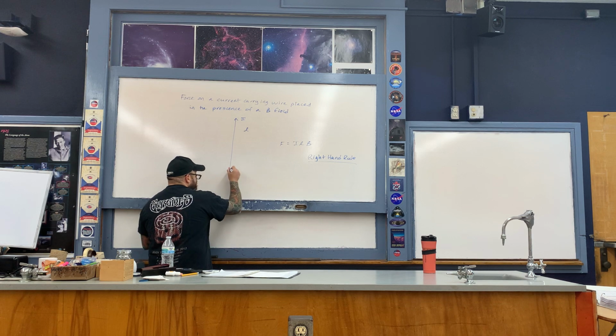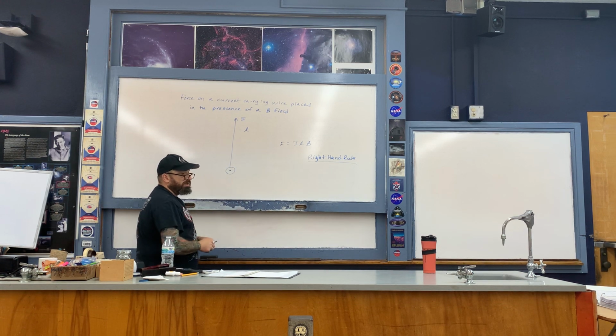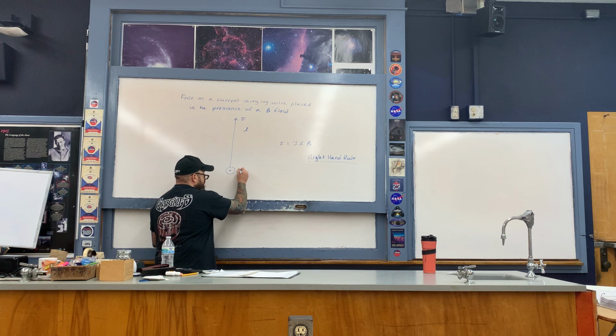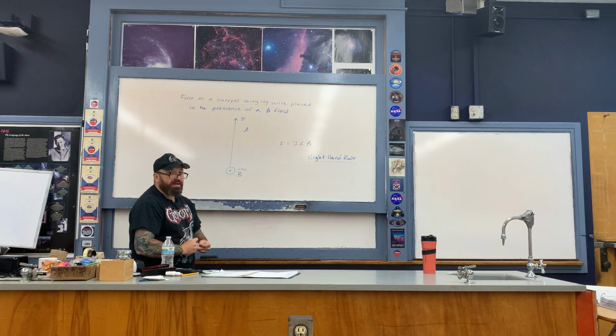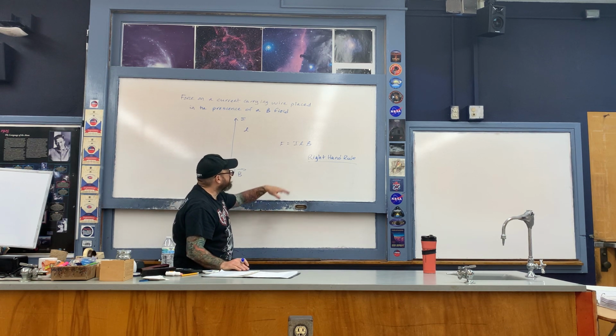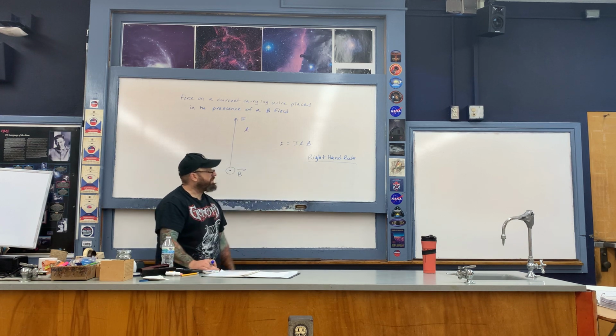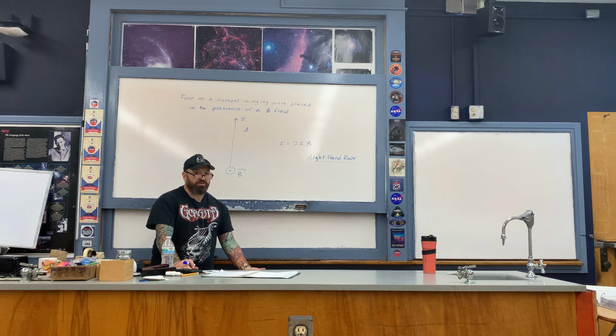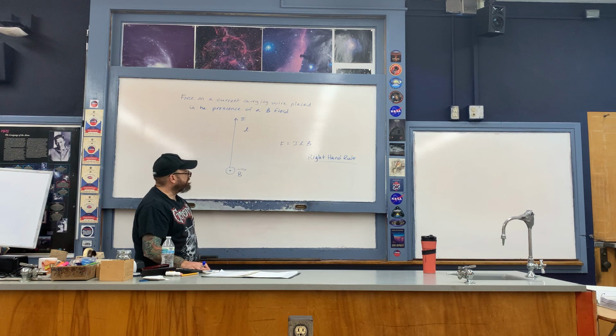The symbol that we use to describe a vector that points out of the board is a circle with a little dot in it, like so. This is meant to represent the tip of an arrow that is pointing in this direction, perpendicular to the board, and that's the direction of the B field. The magnitude of the force that was exerted upon the current carrying wire is once again described by this expression here, but now we use right-hand rule to describe the direction of the force vector.